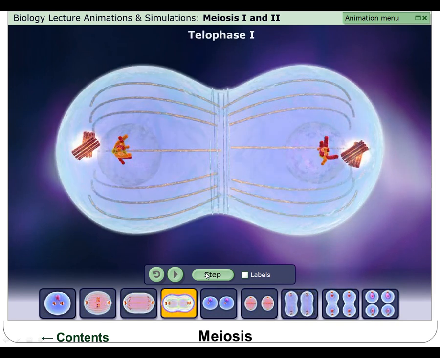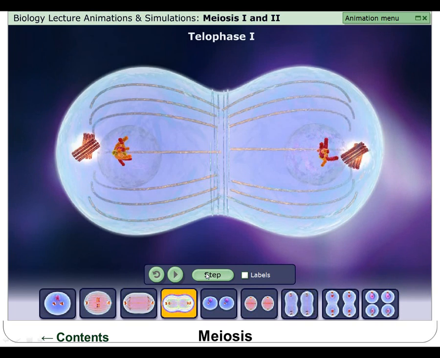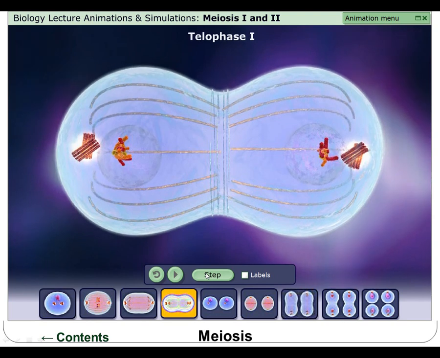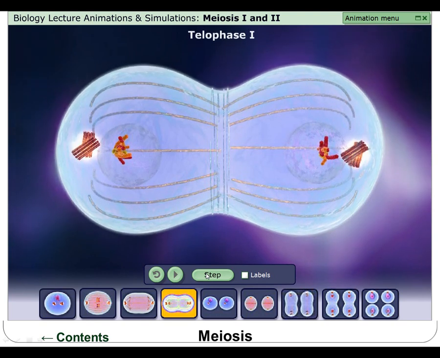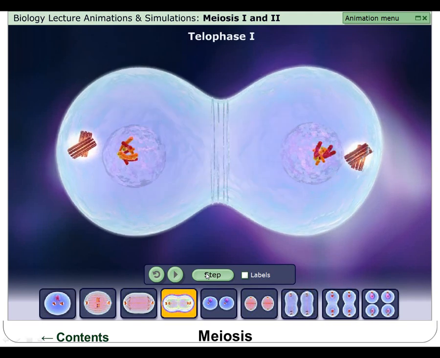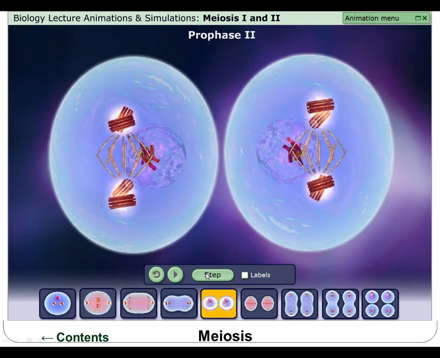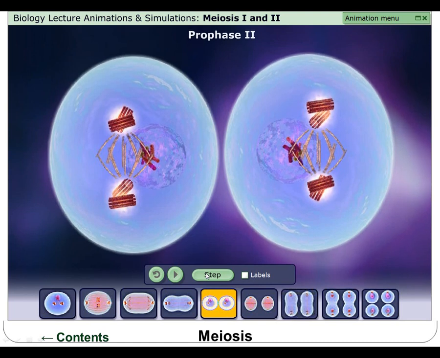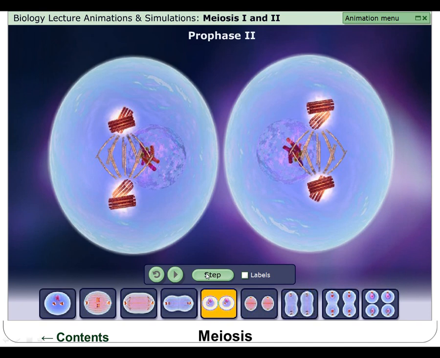At this point, these cells, what type of ploidy? Haploid, because remember we said following meiosis 1, numerically speaking, they look right, but genetically they're not right. They won't survive, so we call these haploid. The cell will then go into prophase 2. Was the DNA replicated in these cells? No. And now the spindles will attach to individual sister chromatids.